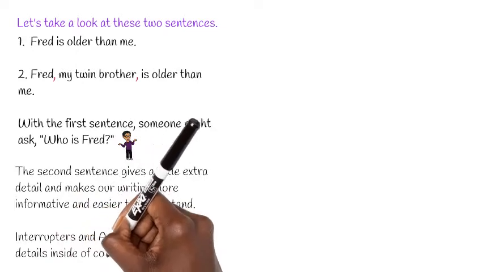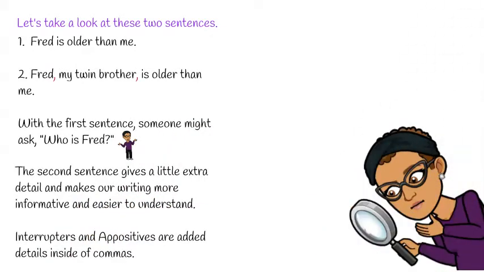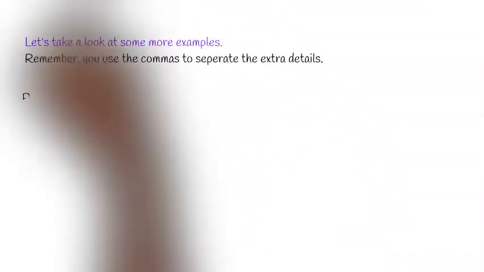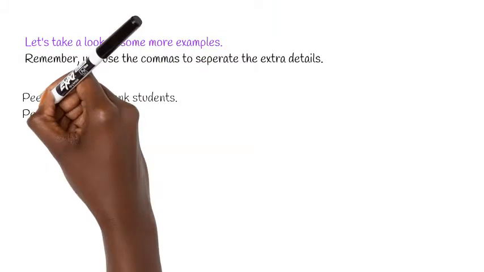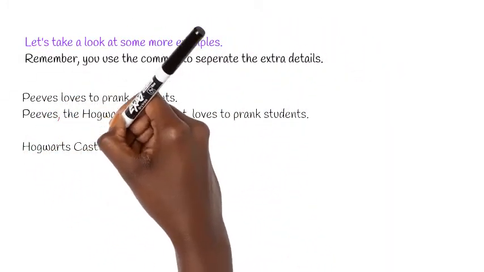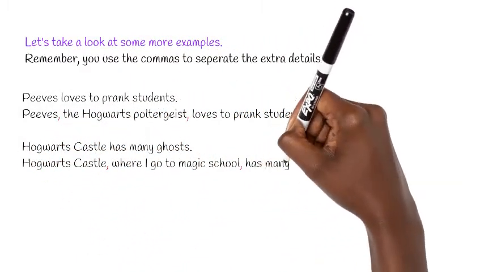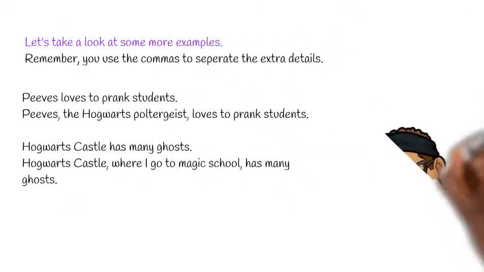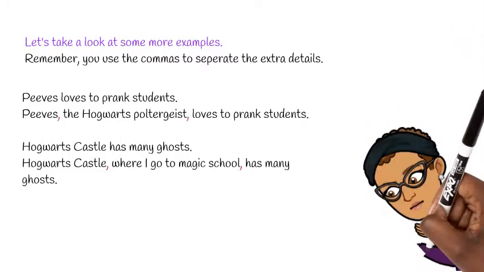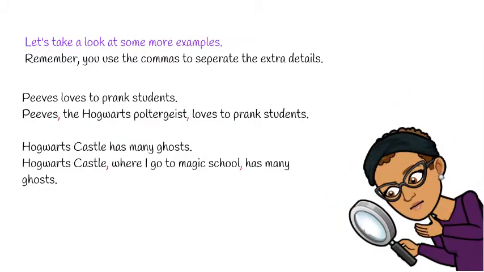Interrupters and appositives are added details inside of commas. Let's take a look at some more examples. Remember, you use the commas to separate the extra details. Peeves loves to prank students. Peeves, comma, the Hogwarts poltergeist, comma, loves to prank students. Hogwarts Castle has many ghosts. Hogwarts Castle, comma, where I go to magic school, comma, has many ghosts.